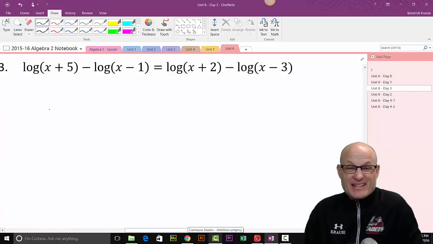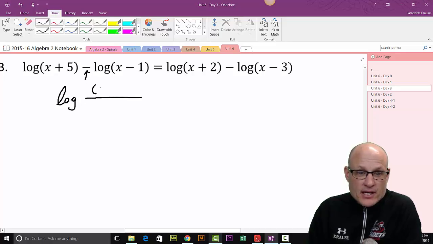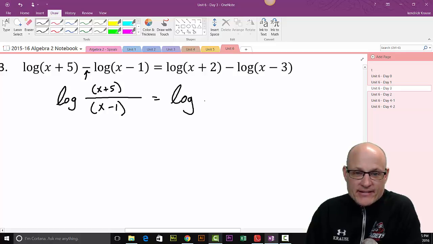All right, let's try this. The good news is it's base 10, so that's pretty good. So we don't have to write the base on this one. So it's going to be log. Now, I could write base 10. Now, this is subtraction, so we're going to divide. x plus 5 over x minus 1 equals, oh, these are the easy ones that kids hate. x plus 2 all over x minus 3.